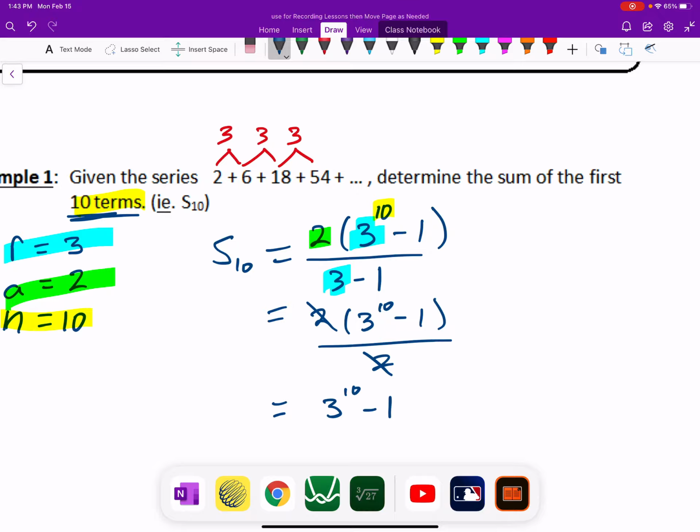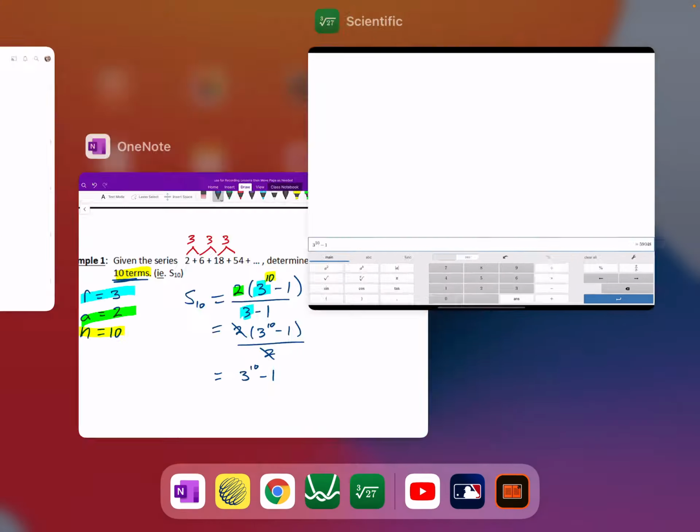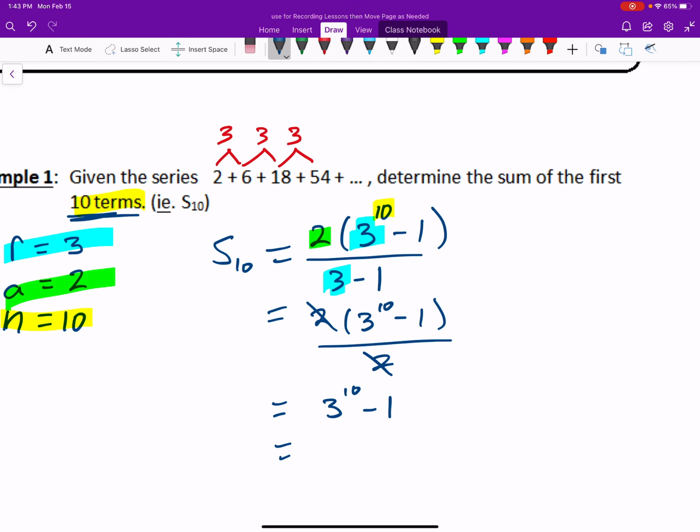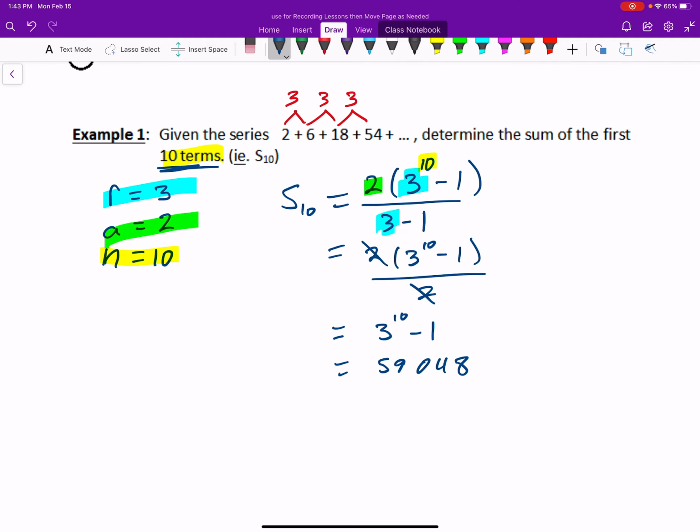I don't know what 3 to the 10 is, I have to admit. It's going to be a big number, I know that much. And then I subtract 1. 59,048. So that would be the sum of the first 10 terms. Obviously 2, 6, 18, none of those numbers are that big, but once you get up to term 8, 9, 10, then we're getting into some fairly large term numbers.